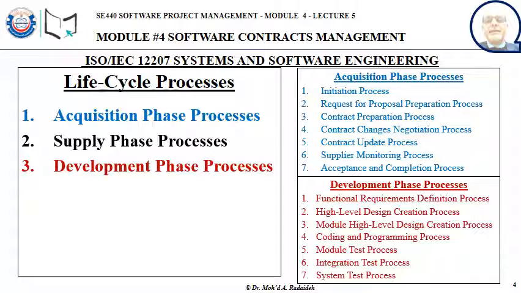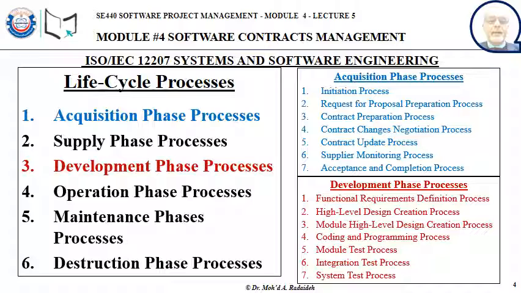Now the development processes. Development processes, as we can see here, involve functional requirements definition, the high-level design creation process, creating the module design, the coding and programming process, the module test, the integration test, and the system test process. Then we have the operation phase processes, the maintenance phase processes, and the destruction processes. We will go over these in detail later on.